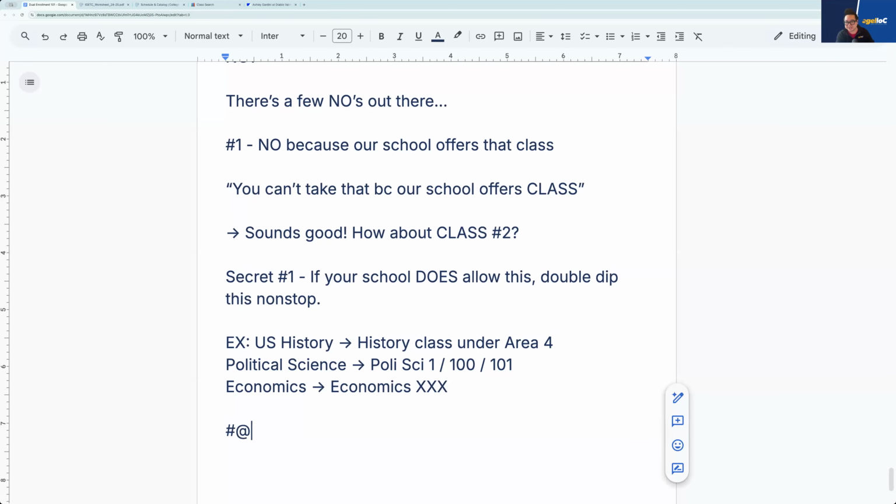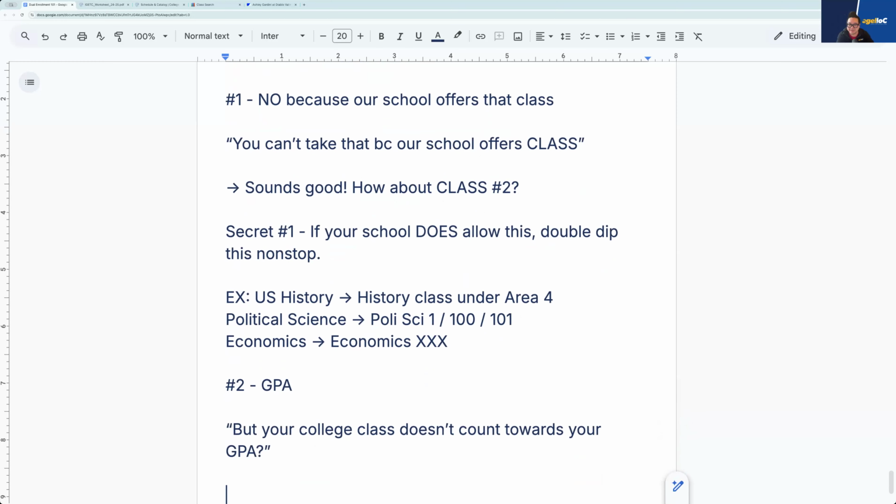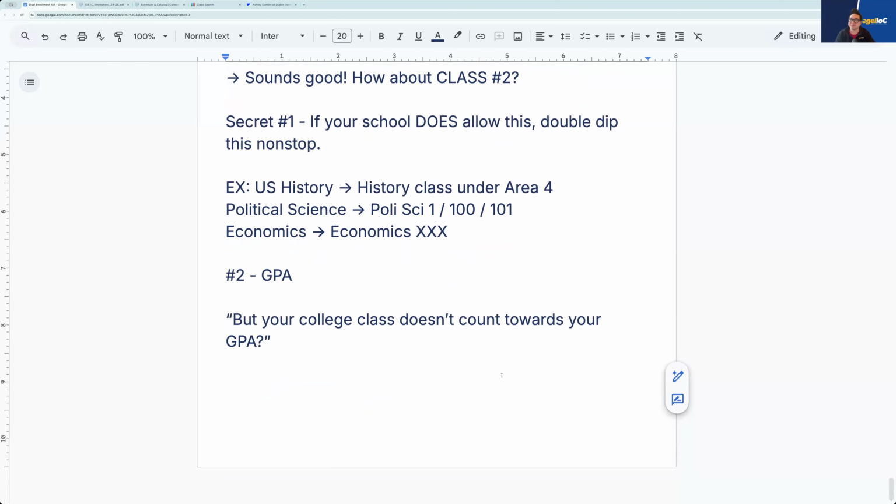I saw this question in the chat as well. What happens with the GPA? Does it get calculated? Does it get added as well? They won't say what happens, but they'll say your college class doesn't count towards your GPA. What do we say here, friends? If they say it doesn't count towards your GPA, we say, sounds good. Can you help me sign me up for this class?